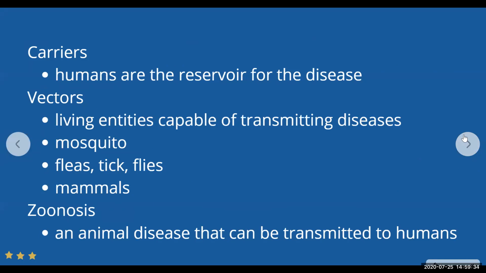Let us define some terminologies. Carriers: humans are the reservoir for the disease. A vector is a living entity capable of transmitting disease, like animals or insects: mosquito, flea, tick, flies, mammals. Zoonosis is an animal disease that can be transmitted to humans. Zoonotic means it originally occurred only in animals but was transmitted to humans. Malaria has a vector, the mosquito. Carriers, of course, are humans.